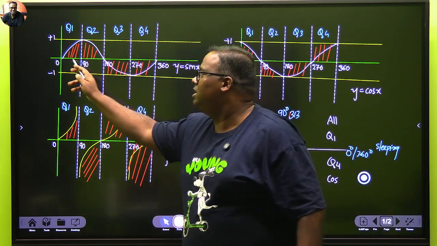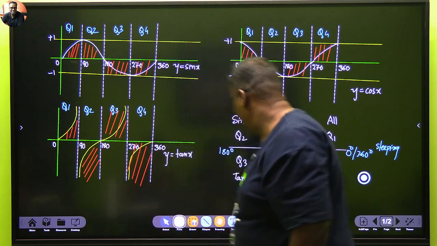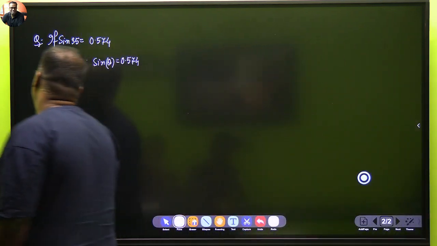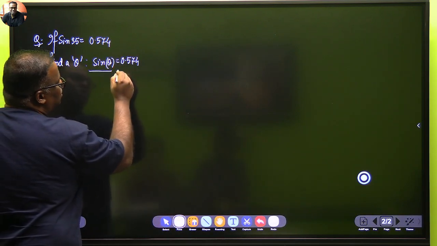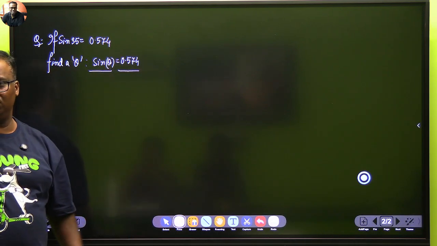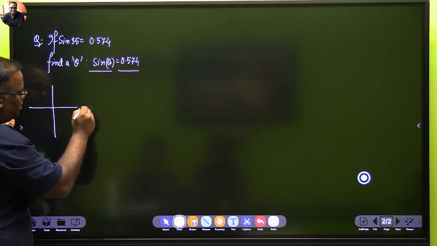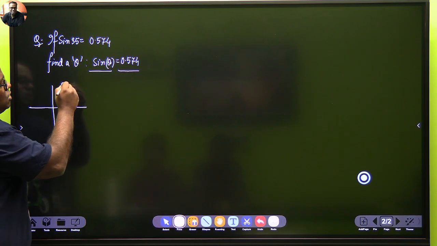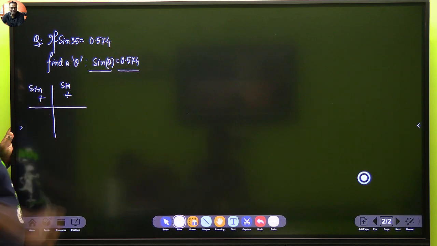Since this point is here, this is 0 to 180, symmetric. But forget all those. वो सब जरूरत नहीं है. हमें ग्राफ ड्रॉ करने की जरूरत नहीं है, हमें जस्ट ये वैल्यू चाहिए. They have asked you to get me a sine theta which is 0.574. What is the final value, positive or negative? Positive. मन में quadrant बना लीजिए. Sine is positive in which quadrant? Sine is positive in first quadrant and sine is positive in second quadrant.